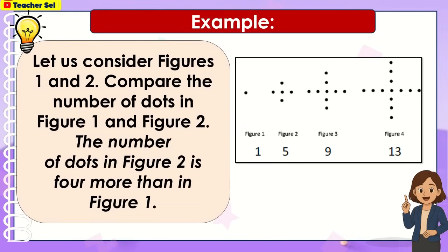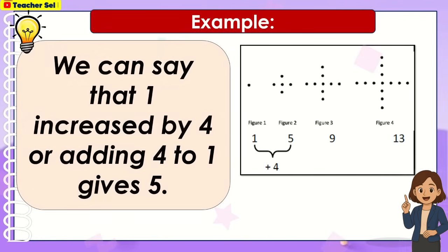Let us consider figures 1 and 2. Compare the number of dots in figure 1 and figure 2. The number of dots in figure 2 is 4 more than in figure 1. We can say that 1 increased by 4, or adding 4 to 1 gives 5.